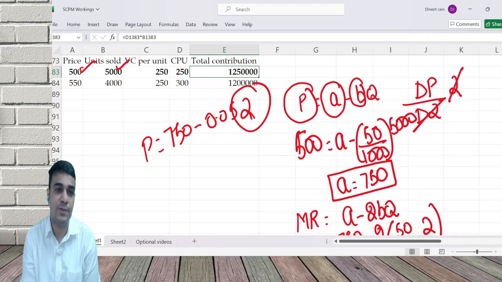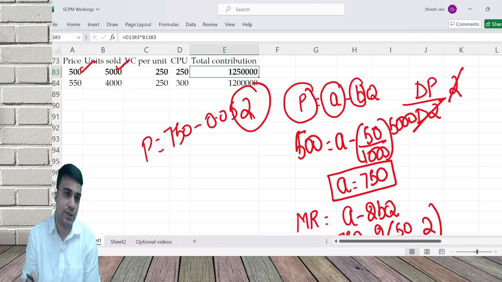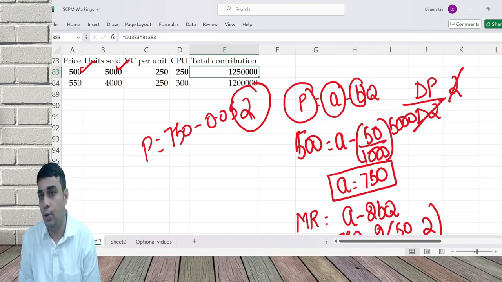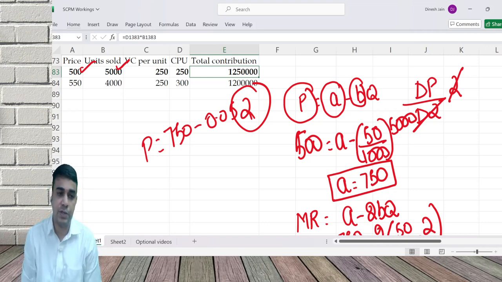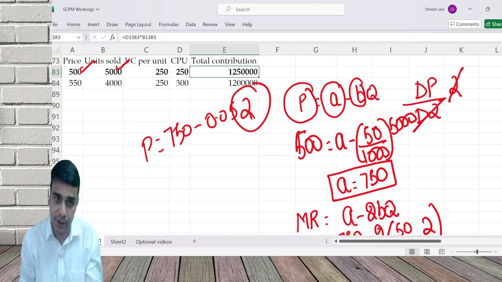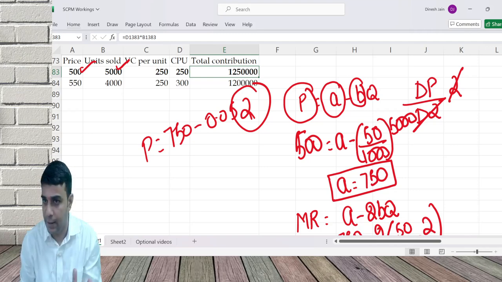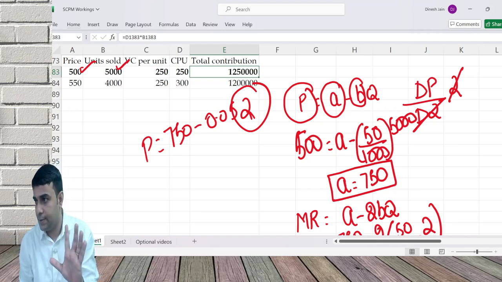The only challenge with this model is assuming a linear relationship, which I don't agree to. That is a big disadvantage of this method. I'll see a problem in some time, but this is the concept. The concept is very simple.